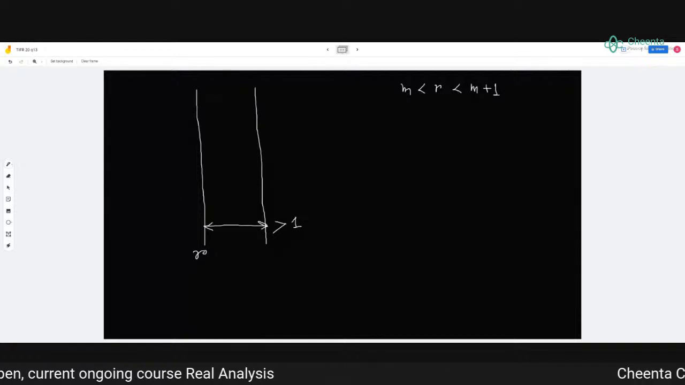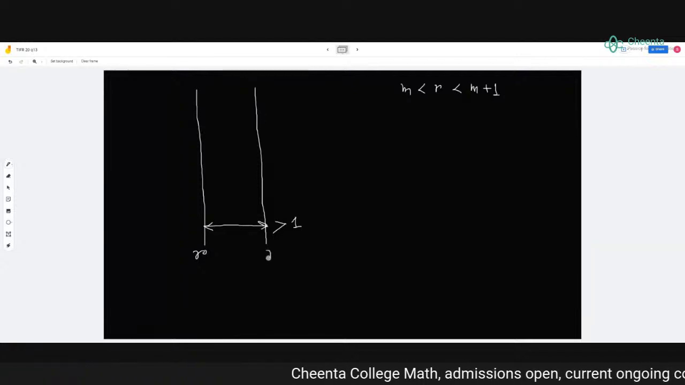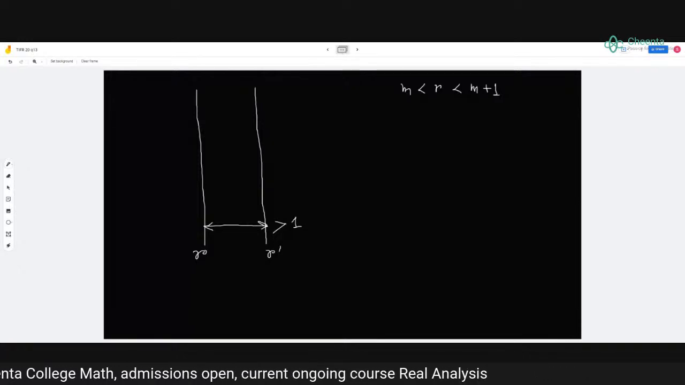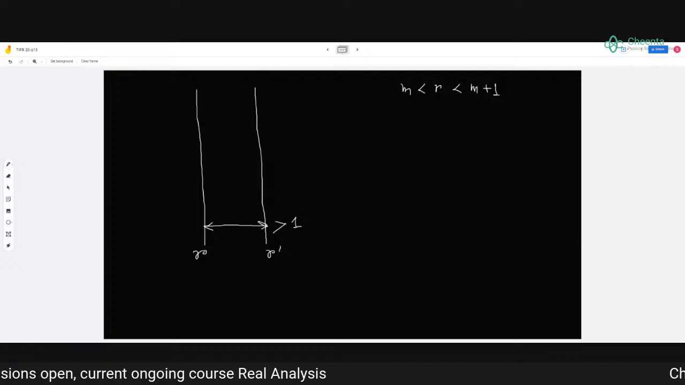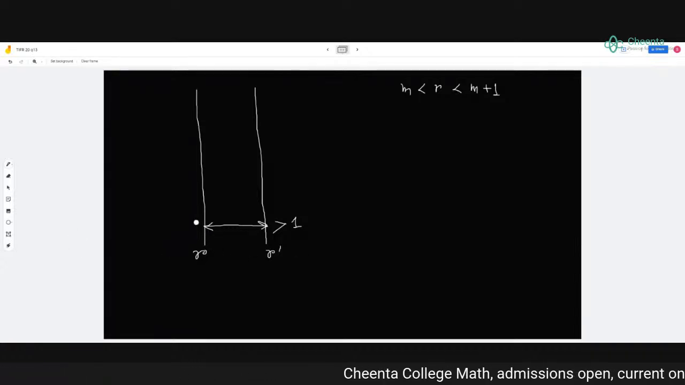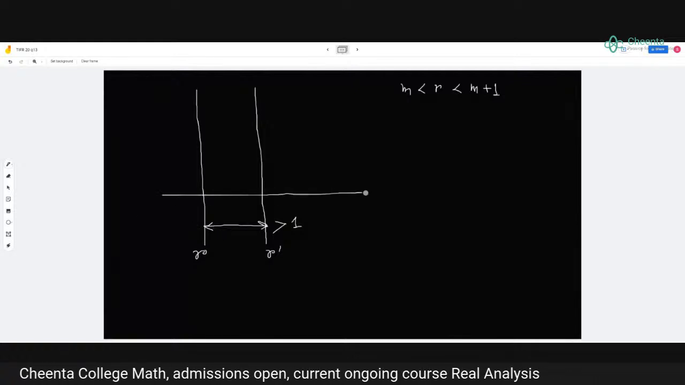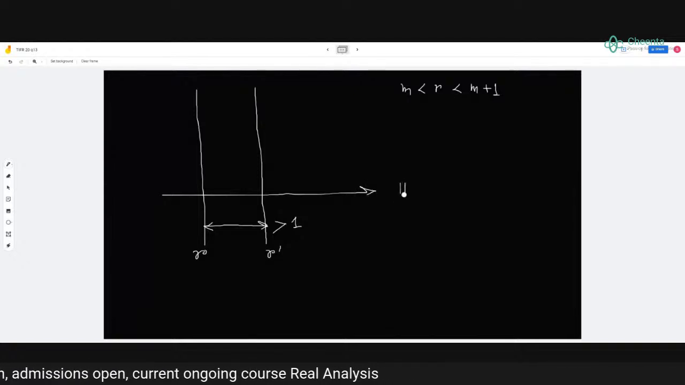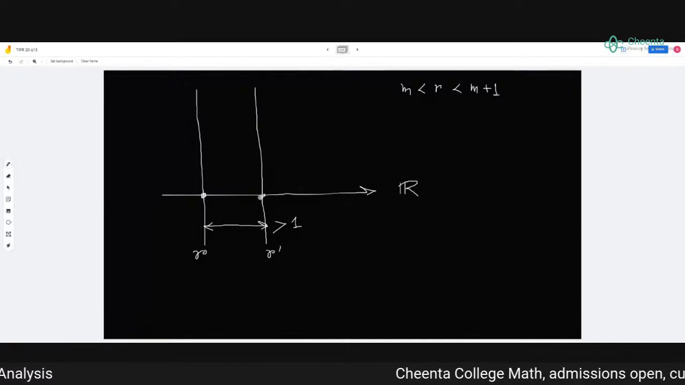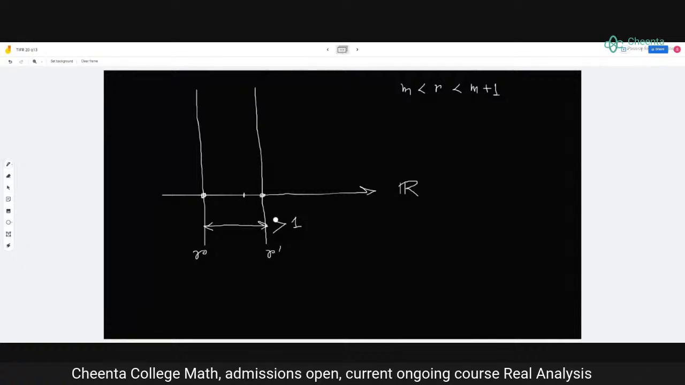So now here, let's say this is r prime. Whenever I take this as r prime, then r prime is strictly greater than r plus 1. So what does that mean? If I take this as the real line, with r comma 0 here, and this is r prime comma 0, then in between them there is always a point which is an integer.